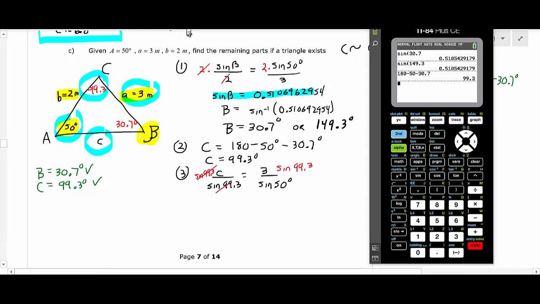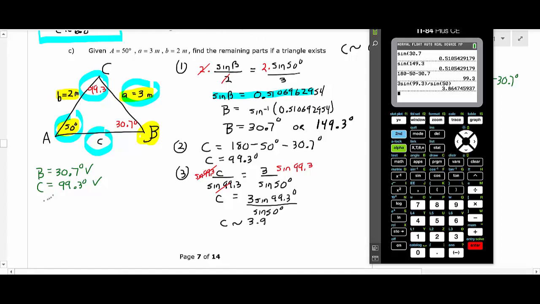And then I'm ready to go to the calculator. So C is equal to 3 sine of 99.3 degrees all over the sine of 50 degrees. All right, and then I'll just take the calculator and I'll round that off to 1 decimal. So 3 sine 99.3, and then divide by sine of 50. All right, let's see what we got here. Okay, so that looks like that's about 3.9.